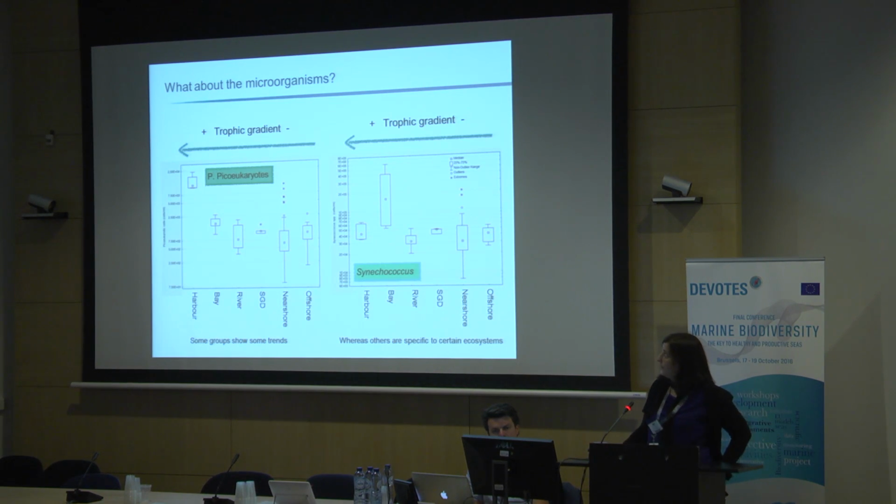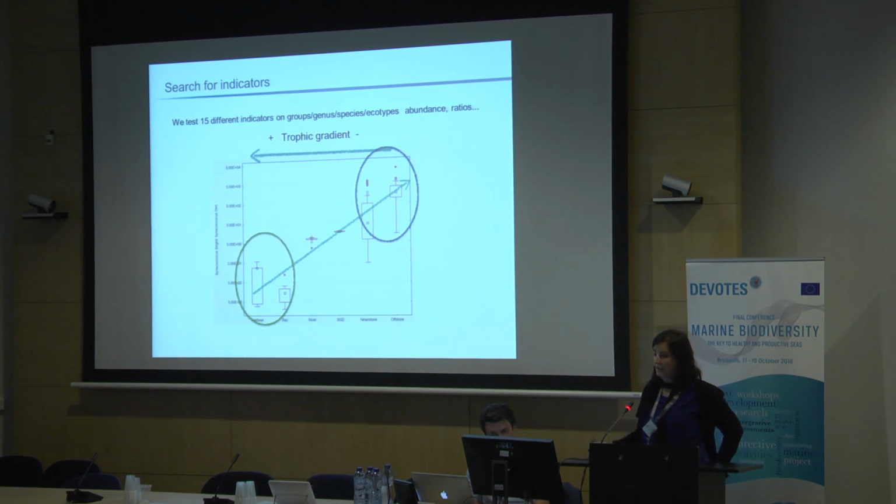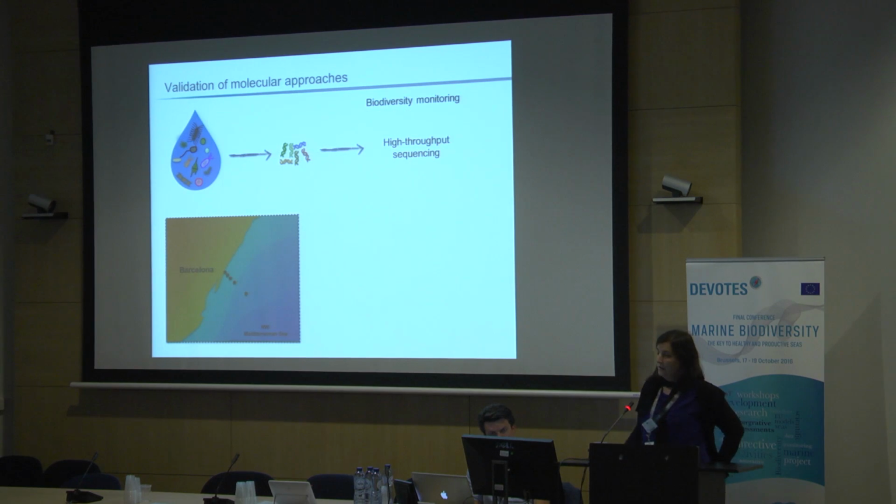We looked in detail at the organisms that we find. We see that there are some groups that could potentially be good indicators because they follow a trend with a trophic gradient, and other groups that are specific for certain types of samples. But from all the different groups that we found, we only found one that could potentially be a good indicator, which is the ratio between two different types of cyanobacteria. But again, this clearly distinguished the two extremes of stations, and it's less clear for the intermediate ones or for the gradient. So this was with flow cytometry.